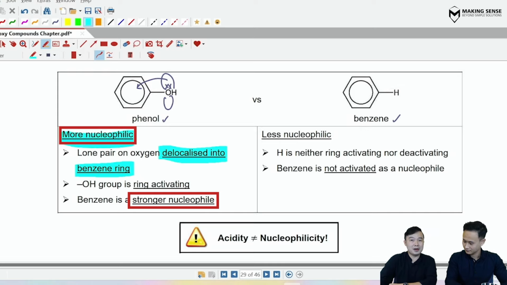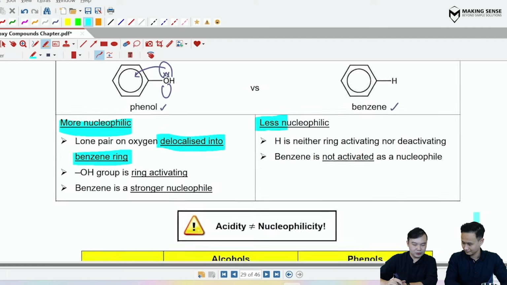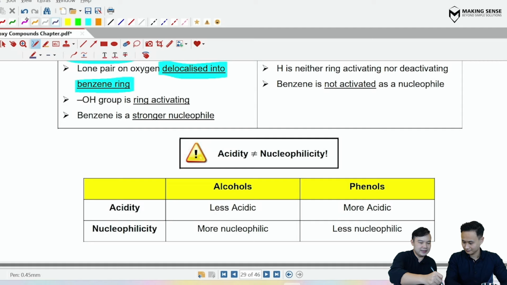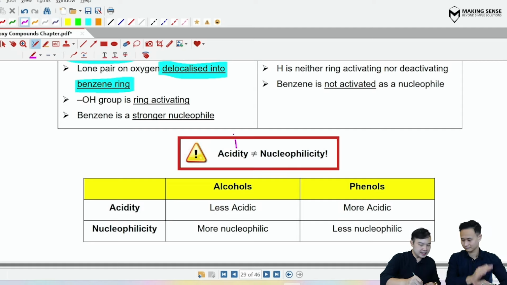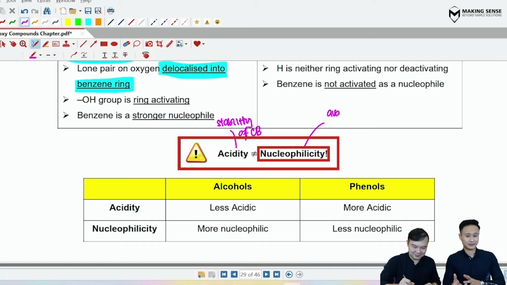In the context of a typical benzene ring, you do not see such a delocalization happening from the O, so therefore it is going to be less nucleophilic. Now, just to conclude, acidity and nucleophilicity are really different ideas. What does acidity depend on, Mr. Tim? Well, acidity depends on the stability of the conjugate base. That's right. That is the thing you must always focus on: the stability of the conjugate base. How about nucleophilicity? How available that lone pair is. That's right. It's about the availability of the lone pair to be donated to an electrophile.